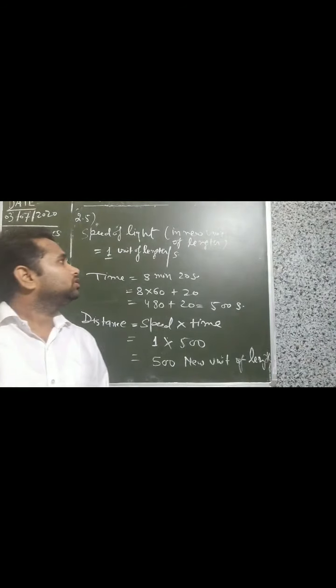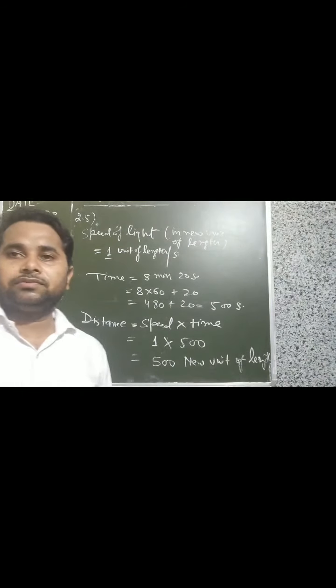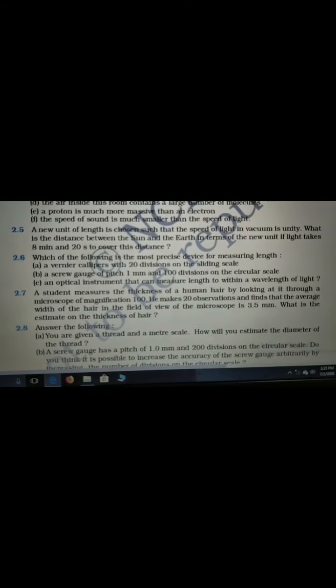So now see the next question, question number 2.6 on the screen. Which of the following is the most precise device for measuring length? Three instruments are given. A, a vernier calipers with 20 divisions on the sliding scale. B, a screw gauge of pitch 1 millimeter and 100 divisions on the circular scale. And C, an optical instrument that can measure length to within a wavelength of light.